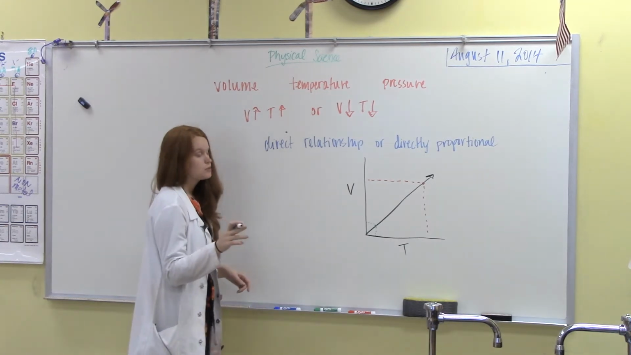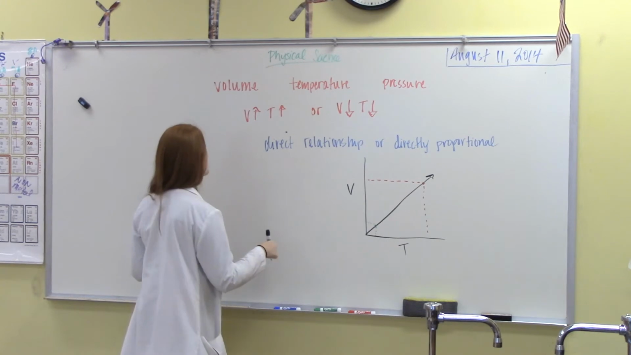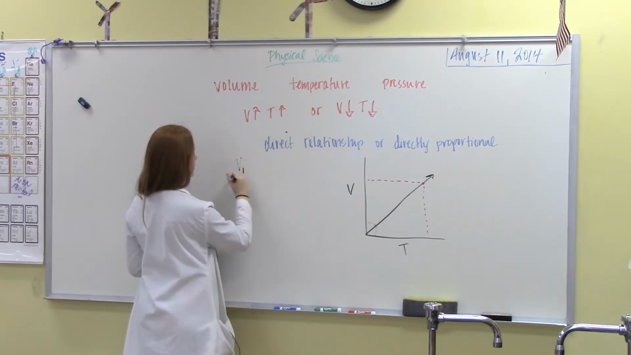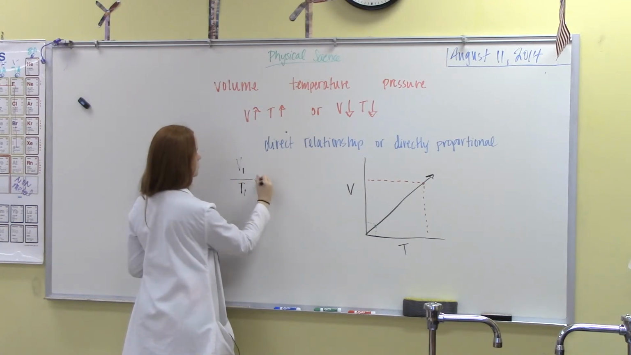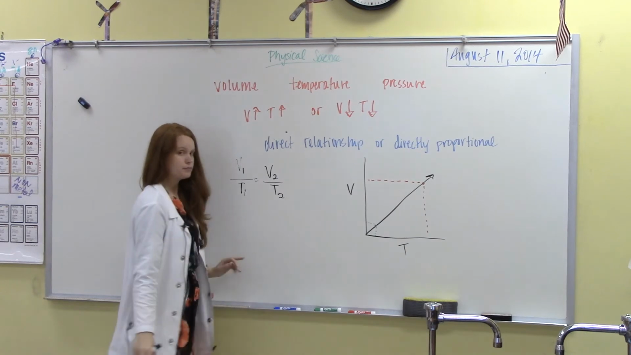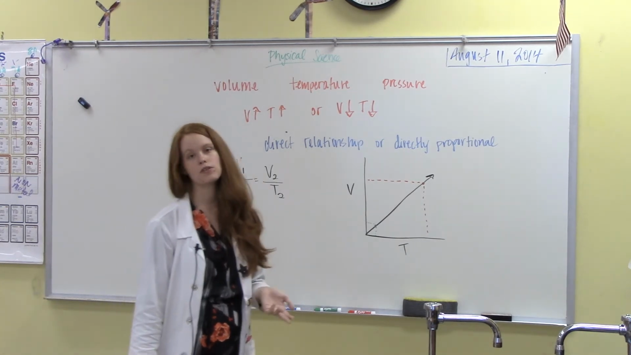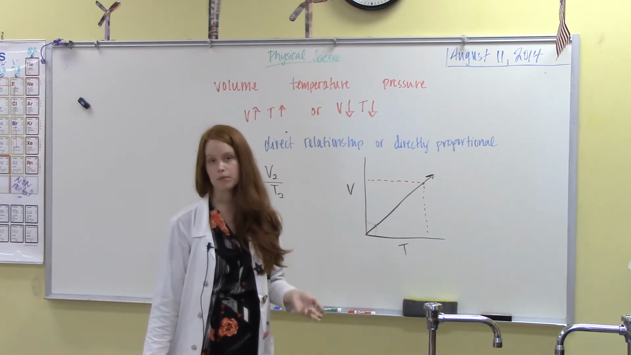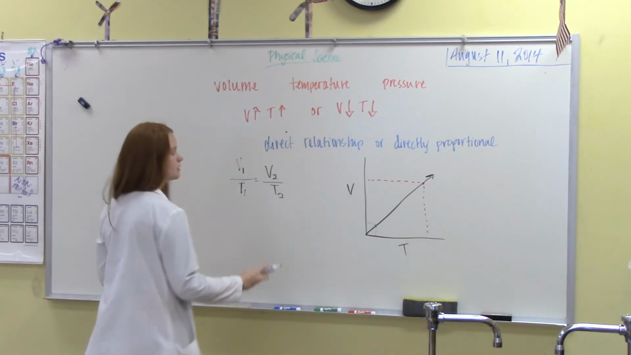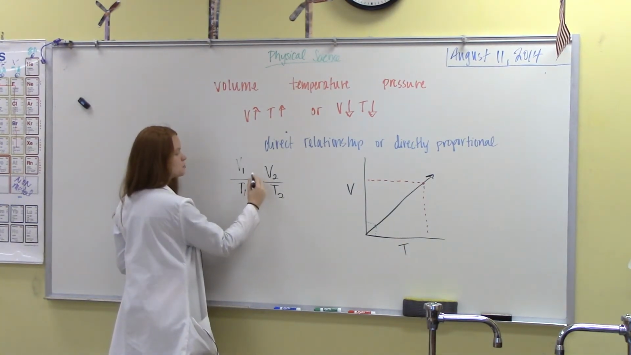Now, I told you guys we could do one as an equation as well. So when we do it as an equation, we're going to say V1 over T1 equals V2 over T2. Okay? Now, if we had to solve this problem, which in physical science, I'm not asking you to solve this problem. Chemistry, you totally are going to have to. But if I had to solve this problem, then I would have it where you would cross multiply and solve for x.